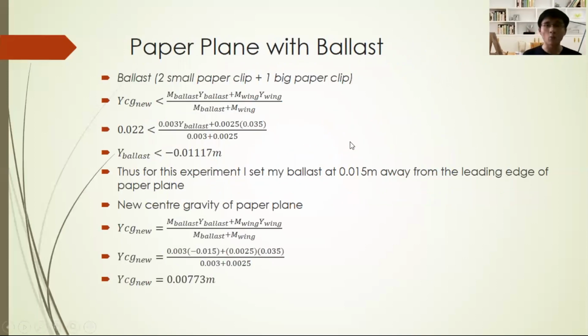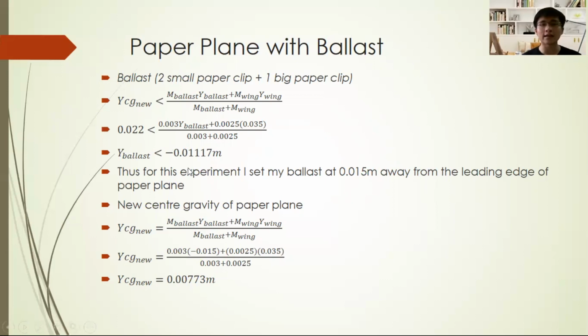Next, I added weight to my paper plane. Where I should place my weight, I need to use this formula to get. Okay, here I put 0.022 because 0.022 is my aerodynamic center. So I need to add the weight so that my center of gravity is in front of the aerodynamic center.